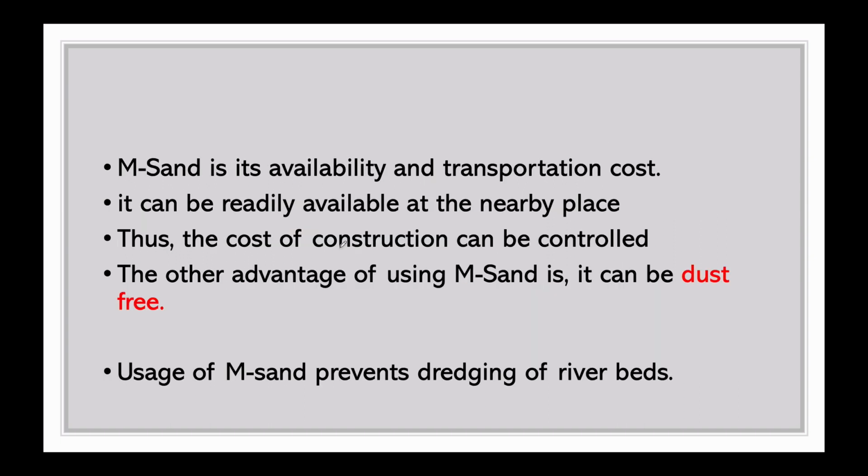Another reason for the use of M-sand is availability and transportation cost. When we use conventional sand, it is available at one place and then you have to transport the material to another place. M-sand's availability could reduce the transportation cost. Since manufactured sand can be crushed from hard granite rocks, it can be readily available at a nearby place, so it will reduce transportation from far-off river sand beds. The cost of construction can be controlled by using manufactured sand as an alternative material.